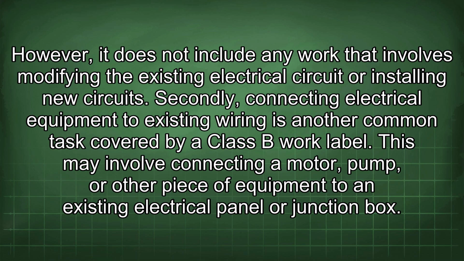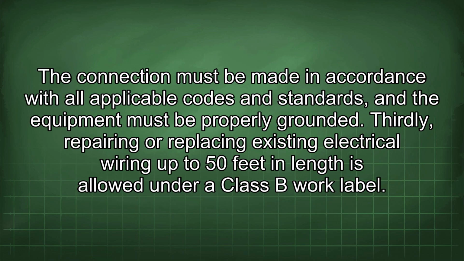However, it does not include any work that involves modifying the existing electrical circuit or installing new circuits. Secondly, connecting electrical equipment to existing wiring is another common task covered by a Class B work label. This may involve connecting a motor, pump, or other piece of equipment to an existing electrical panel or junction box. The connection must be made in accordance with all applicable codes and standards, and the equipment must be properly grounded.